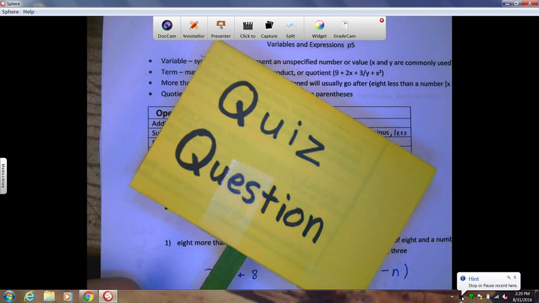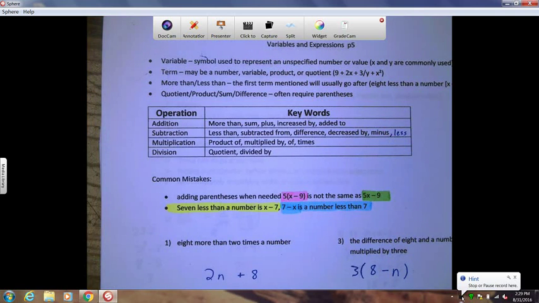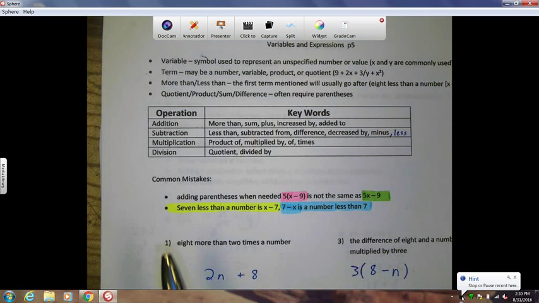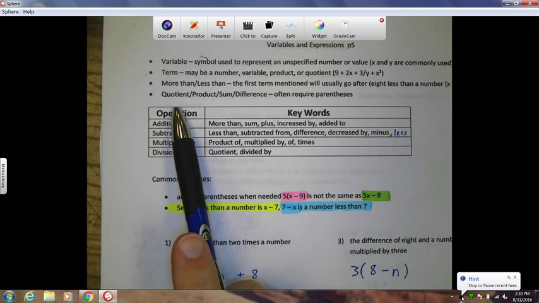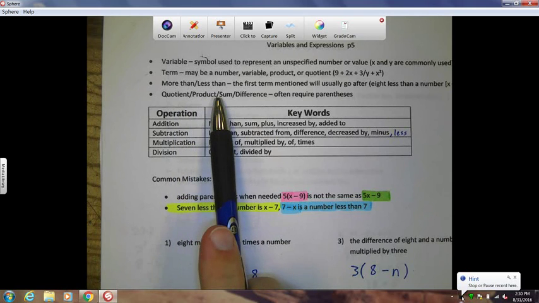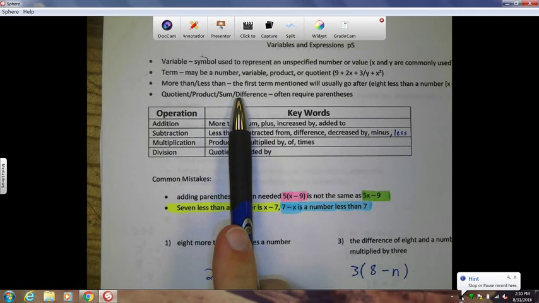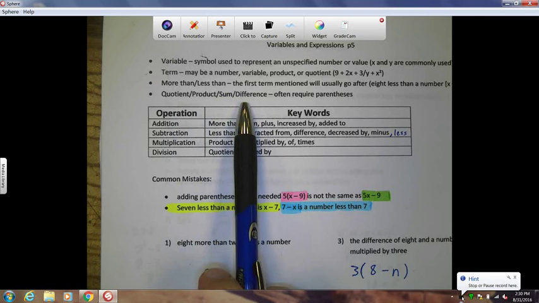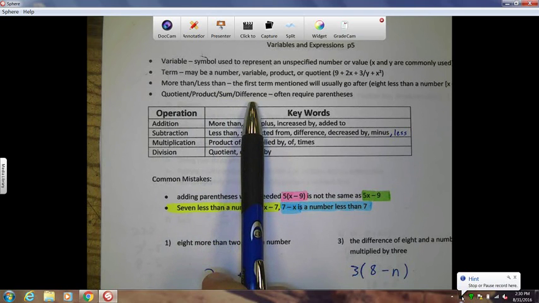Another potential quiz question is when you require parentheses. Quotient, product, sum, or difference, they often require parentheses because this is saying the answer to a division problem, the answer to a multiplication, answer to addition, answer to subtraction. So you need to find the answer first, meaning you need to do the division, the multiplication, the addition, or subtraction. Then you can continue with the operation. That's why you require parentheses. It makes sure you do it first.